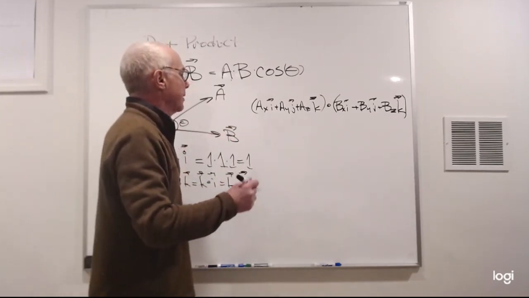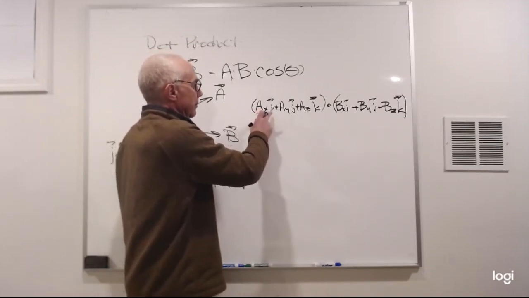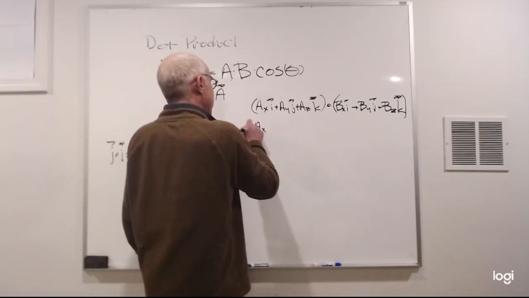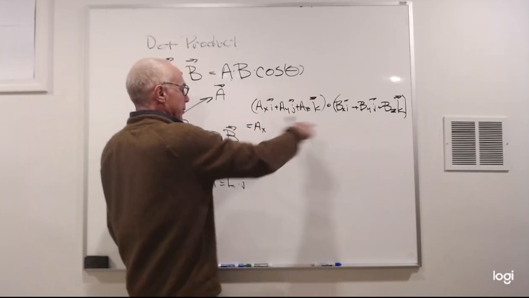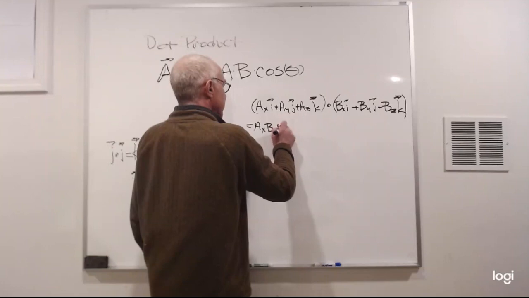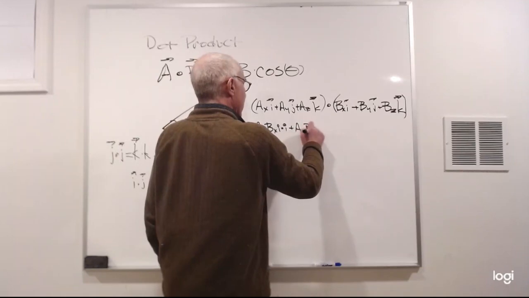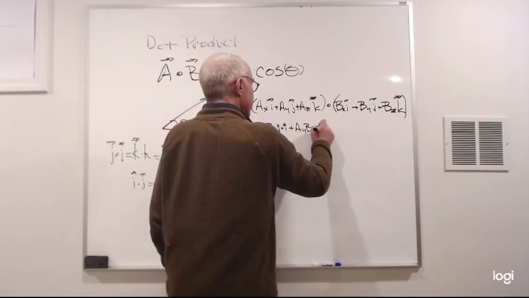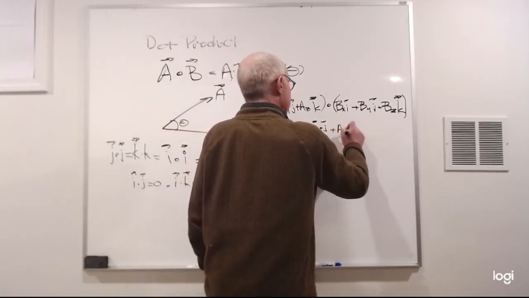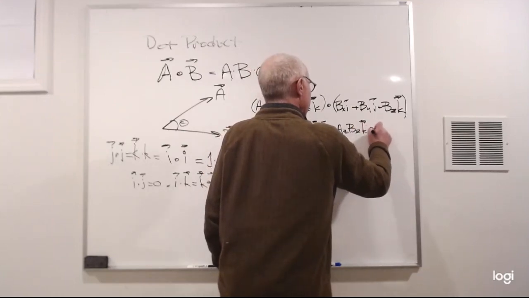And I'm going to do first the ones where the unit vectors are the same. So what I'm saying is I'm going to say ax bx i dot i, plus ay by j dot j, plus az bz k dot k.